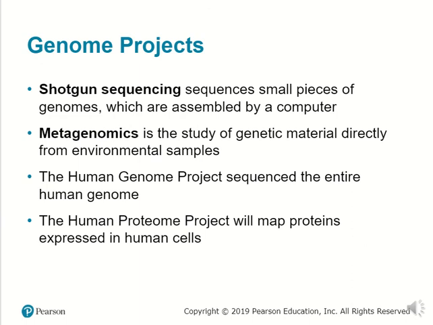Now the genome projects. There's shotgun sequencing, which involves sequencing small pieces of genomes, which are assembled by a computer. There's also metagenomics, which is the study of genetic material directly from environmental samples. The Human Genome Project was used to sequence the entire human genome.